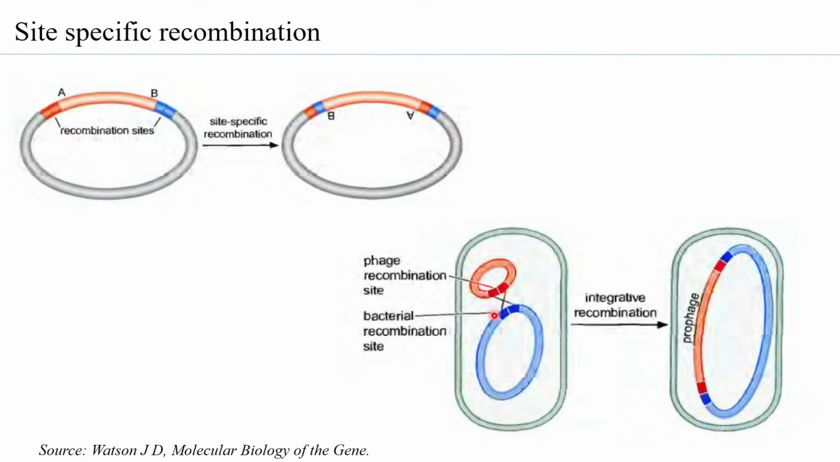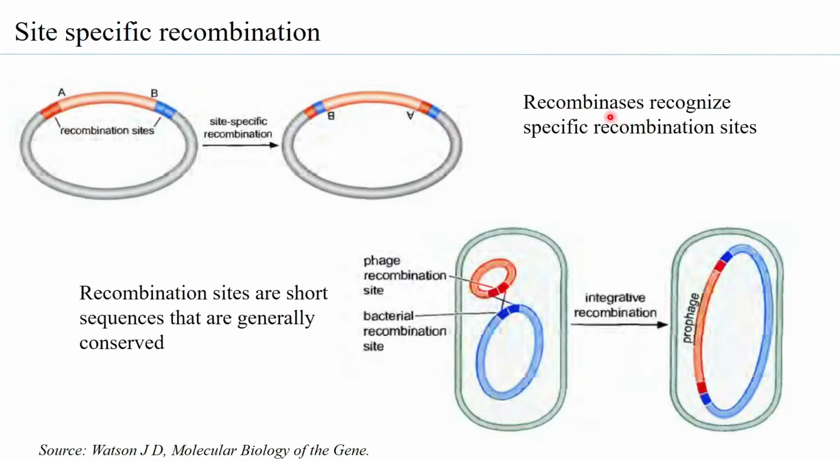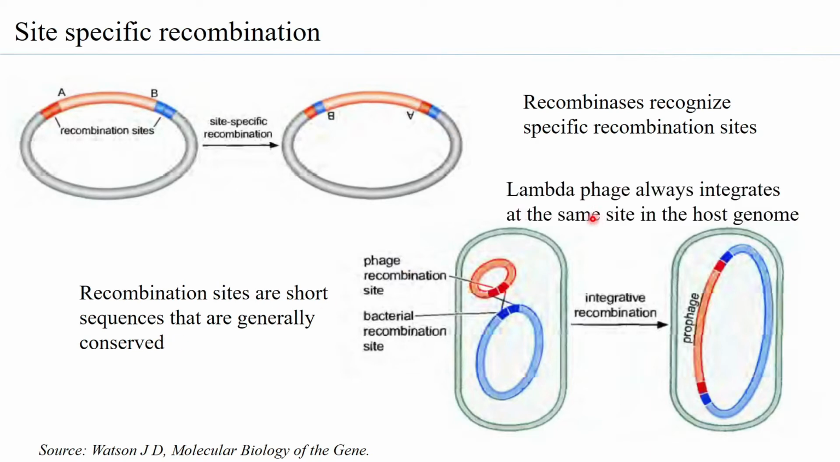And this happens because again of recombination sites. It is these recombination sites that are recognized by specific enzymes that are called recombinases. The recombination sites are short, maybe around 20 base pairs or so, and their sequences are conserved. Very importantly so, because only if the sequences are conserved will the recombinase actually recognize these sequences and come and bind to them. Now, consider this lambda phage integration at the same site in the host genome.